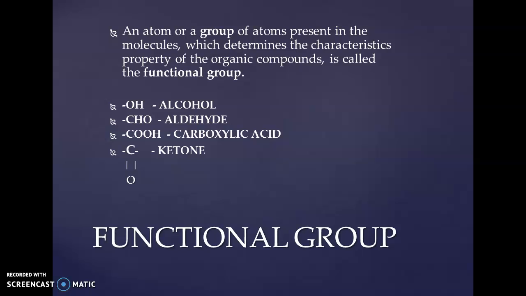So if the functional group is OH, it is alcohol. If it is CHO, it is aldehyde. If it is COOH, it is carboxylic acid. If it is C double bond O, with carbon bonded on both sides, it is ketone. Ketone will always be in the center, not on the terminal carbon atom, whereas OH, CHO and COOH will be on the terminal carbon atom, which means at the end of the carbon chain. So these are a few examples of functional groups that are in the syllabus.